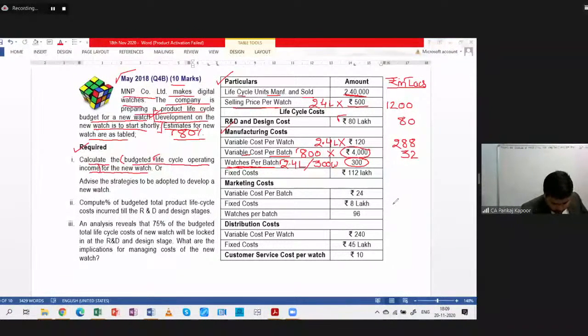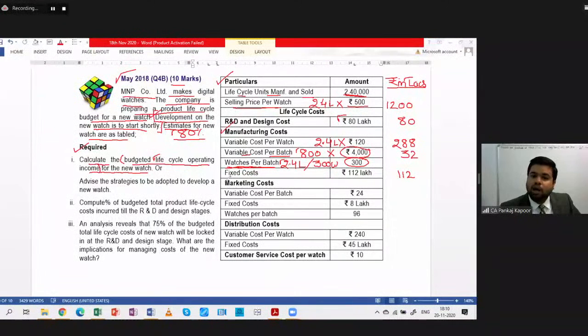Yes, very good. Rohita from Chittor, it's 800 batches. Absolutely fine. Leela from Andhra Pradesh, 800 batches. Yes, absolutely fine. Both are correct. Now moving further. The fixed cost. It is strictly given to you. 112 lakhs. So we write it 112 lakhs.